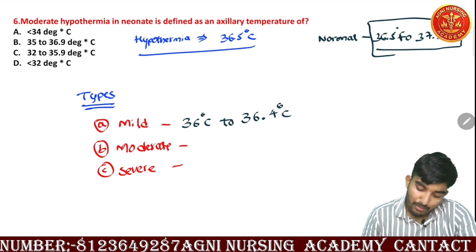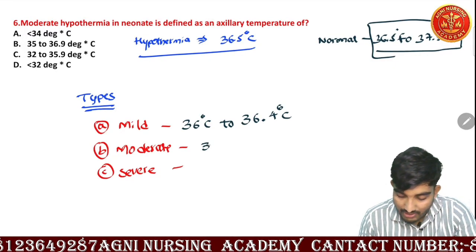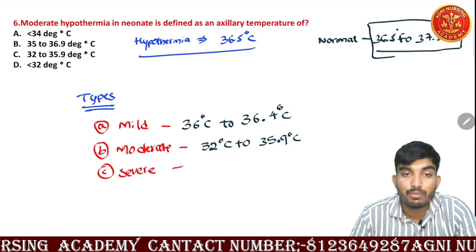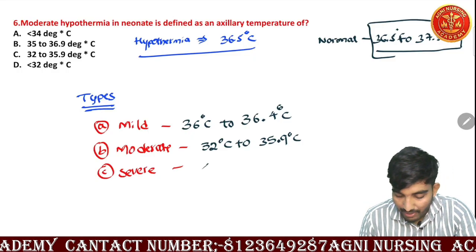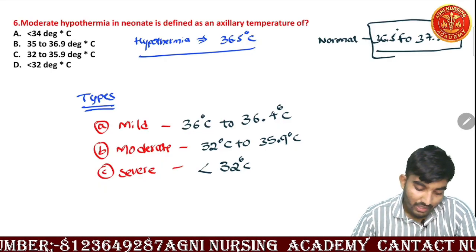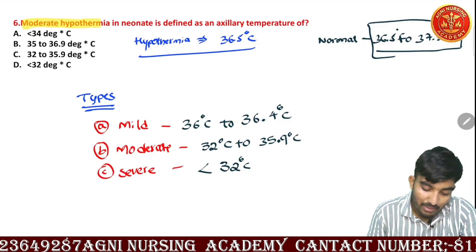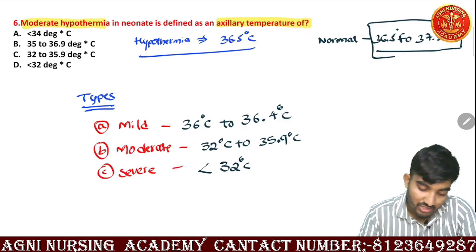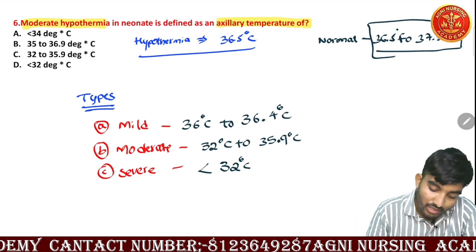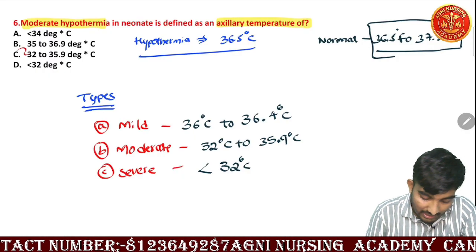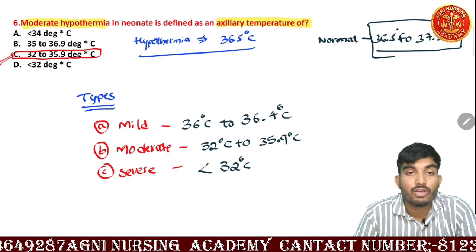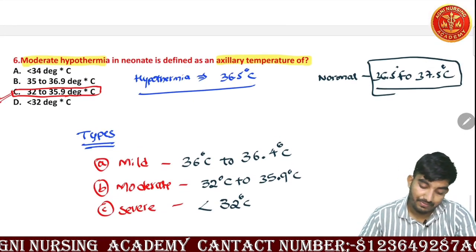Moderate hypothermia means the temperature is 32 degrees Celsius to 35.9 degrees Celsius. Severe hypothermia means the baby's temperature is less than 32 degrees Celsius. Our question asked about moderate hypothermia by axillary temperature. The answer for our question is 32 to 35.9 degrees Celsius. It is option C. We'll see the next question.